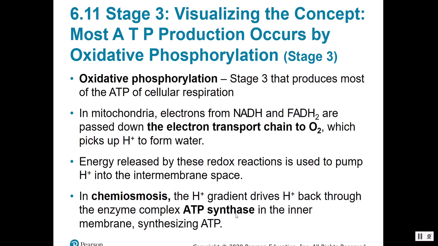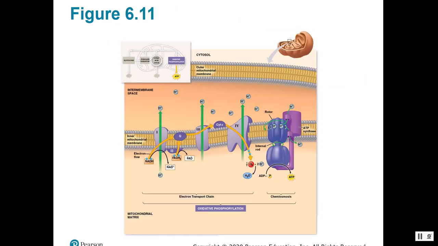ATP synthase, remember it ends in ASE. We know that means it's an enzyme. This enzyme is going to become really, really excited, and when it becomes really excited, it makes a whole bunch of ATP, okay? I mean like 32 ATP, like a whole bunch. So chemiosmosis is really using a hydrogen gradient to energize an enzyme, which is ATP synthase, to make a whole bunch of ATP. So this shows you oxidative phosphorylation, and it includes 2 things, the electron transport chain and chemiosmosis.